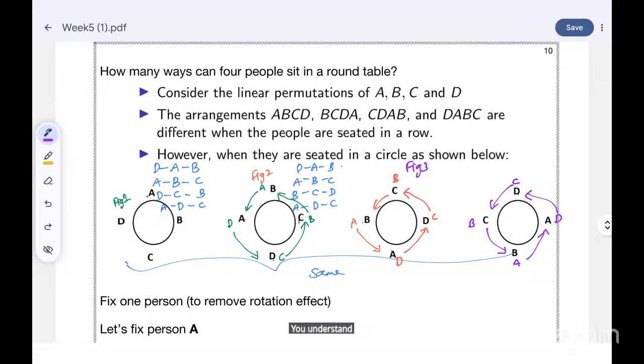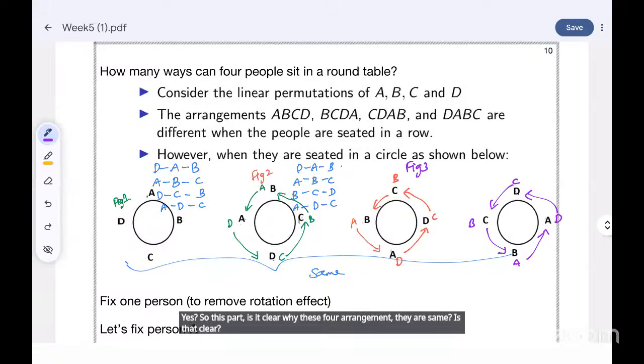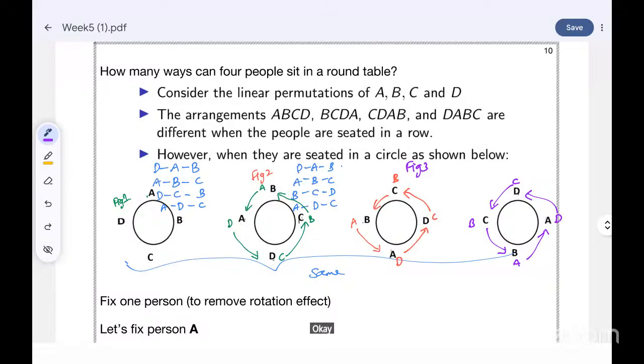You understand? Yes. So this part, is it clear why these 4 arrangements are the same? Is that clear? Yes. Okay, fine.